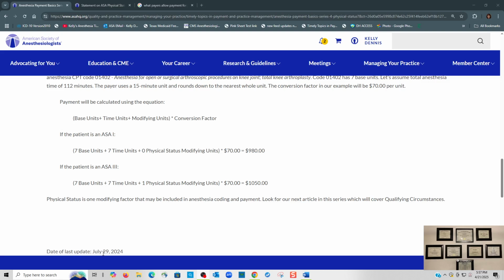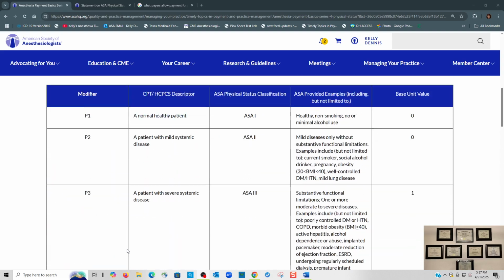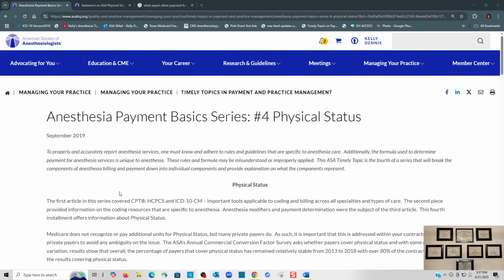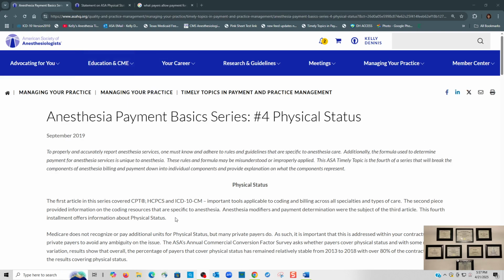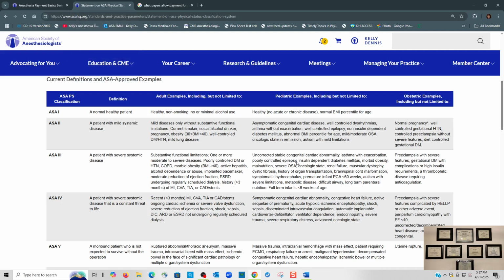They just updated this in July of 2024, so it's not as old as we think. 2019 was the article. They last reviewed it in 2024 and made any changes that were pertinent. This is on the ASA website. Now we're going to go to their statement on physical status, because this, I won't say it's new now, but when it came out, it was new.